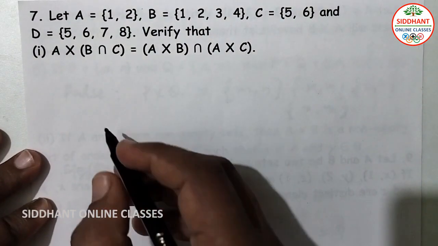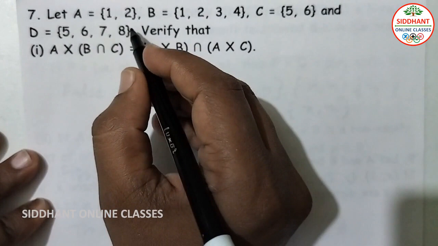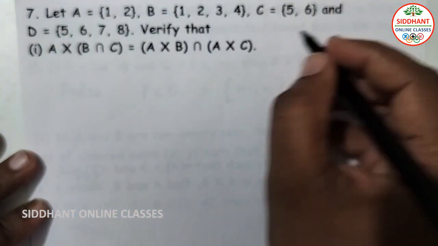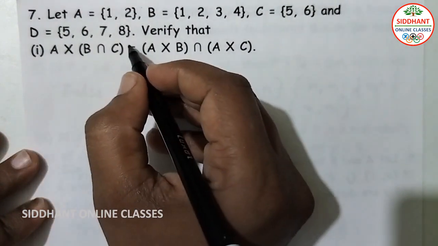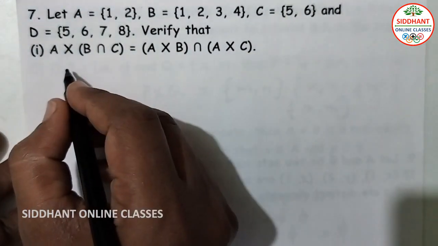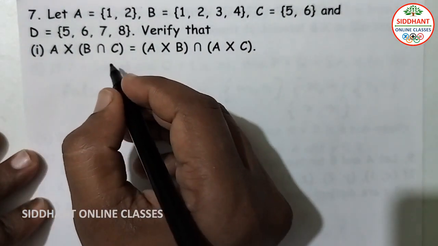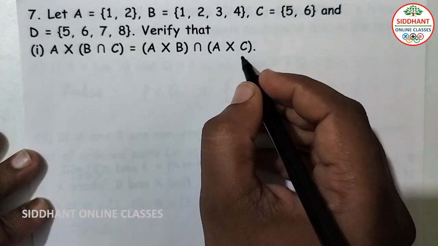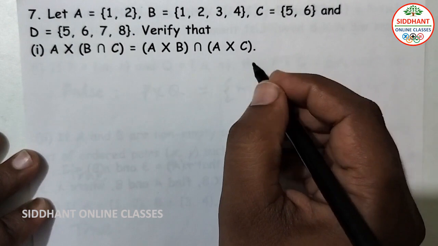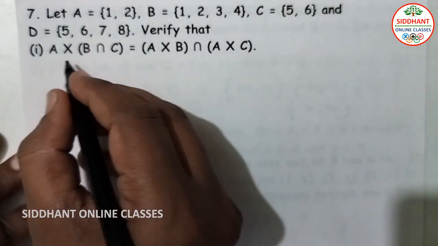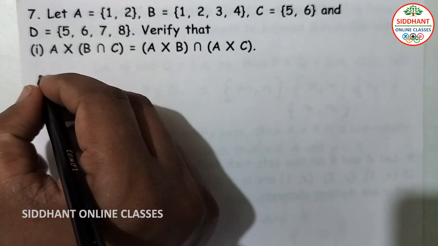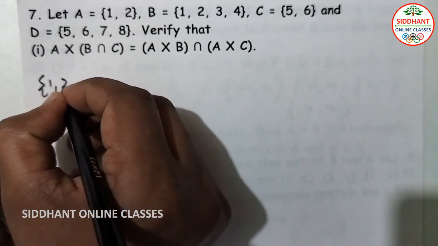Question number 7. Let A be {1, 2}, B {1, 2, 3, 4}, C {5, 6} and D {5, 6, 7, 8}. Verify that A cross (B intersection C) is equal to (A cross B) intersection (A cross C). So first we are going to see A cross (B intersection C). So A element, when you are going to say, it is 1 and 2.